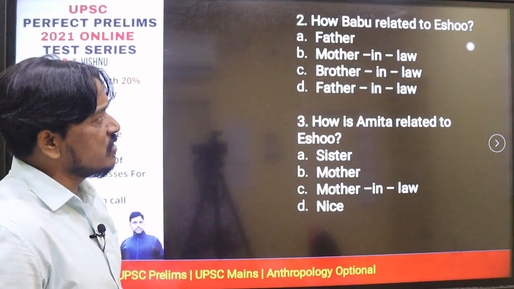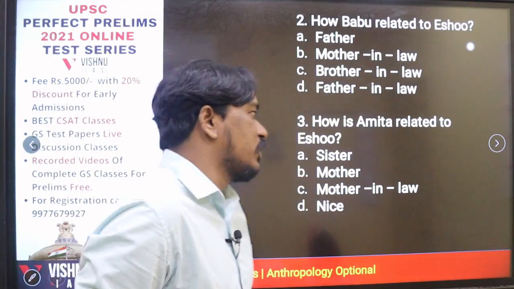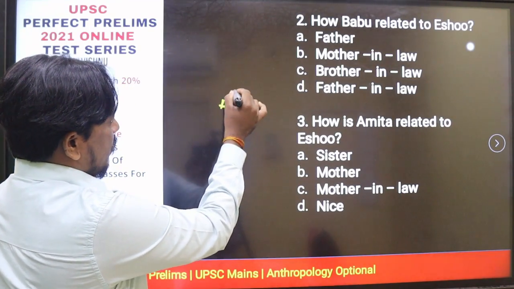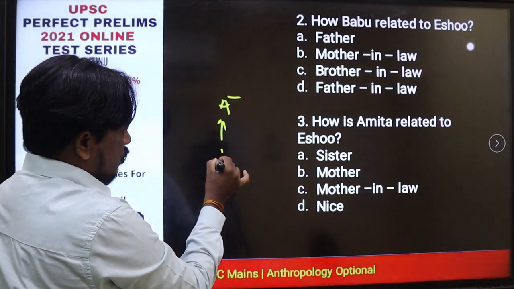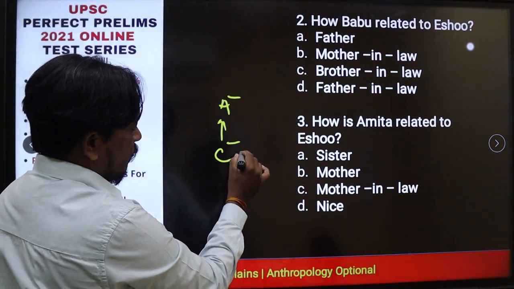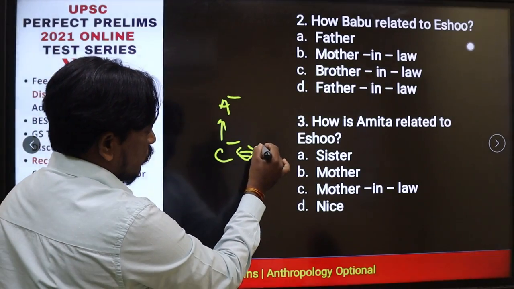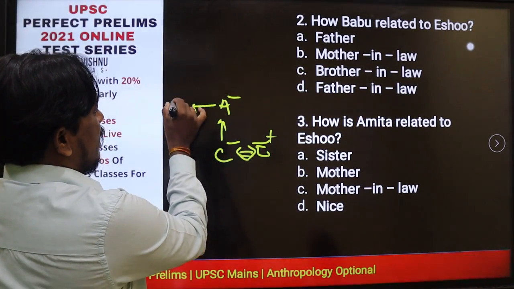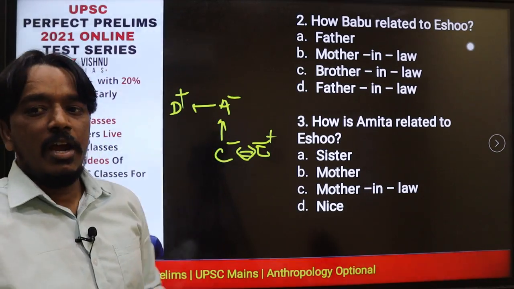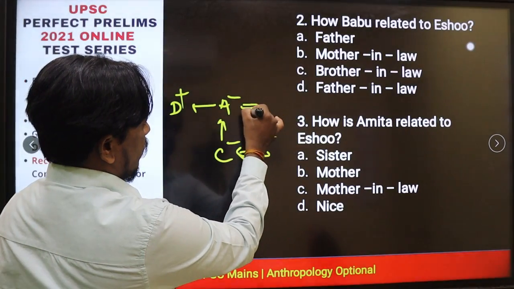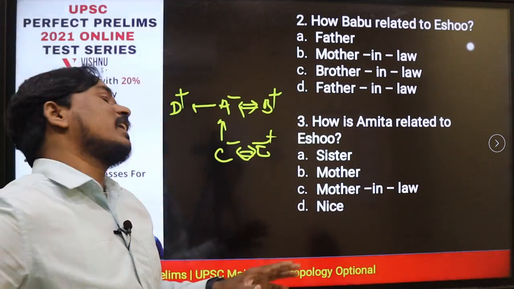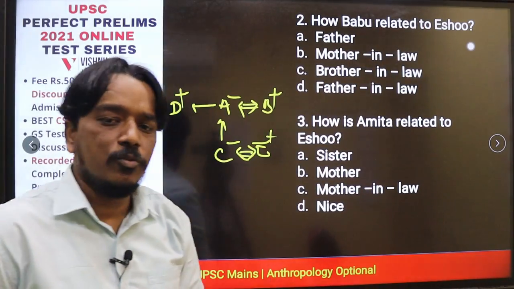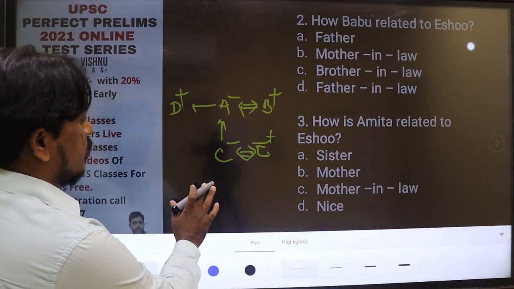Now let's see. In this case, how is Babu related to Isho? If you observe the family tree we already made, clear? Amita is the mother of Chenda. Chenda is actually the wife of Isho, and Isho is the husband. And see, Divakar is the brother of Amita, and Amita is the wife of Babu. This diagram we got. Once the diagram is completed, how to answer? How is Babu related to Isho? Very simple. How to answer? We'll see.